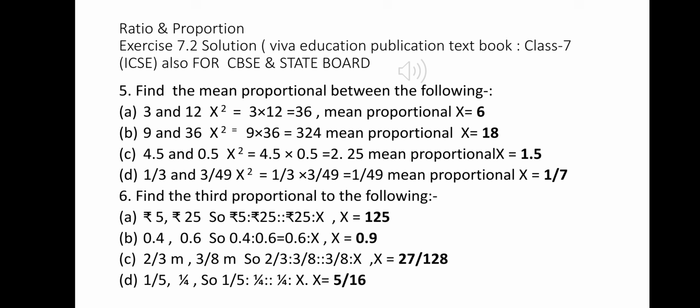So in C, question number 6, 3 upon 8 into 3 upon 8, that gives you 9 upon 64 divided by 2 upon 3, and 3 will go up. So 9 into 3 is 27 and 64 into 2 is 128.